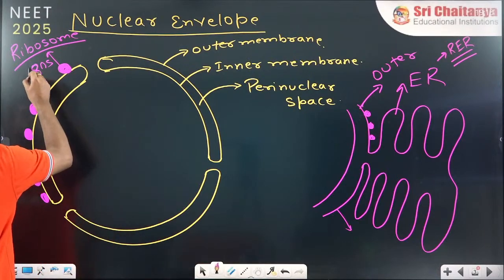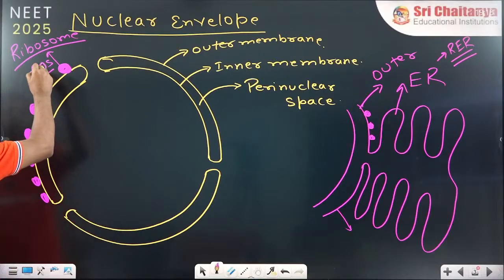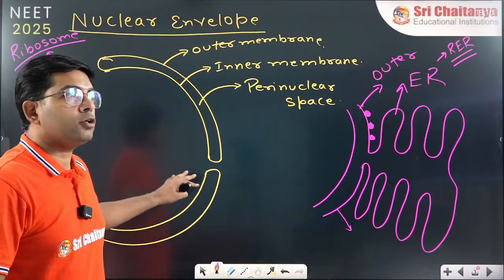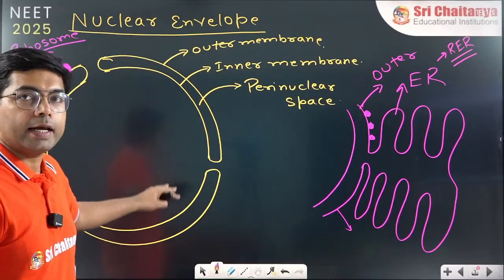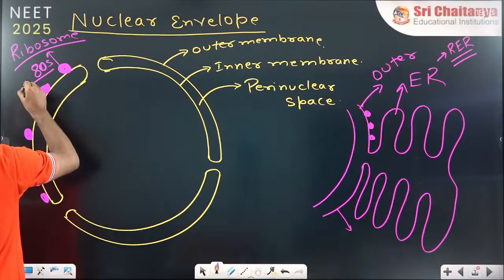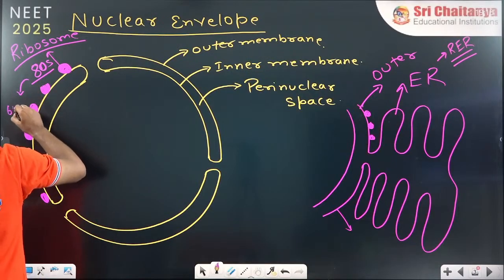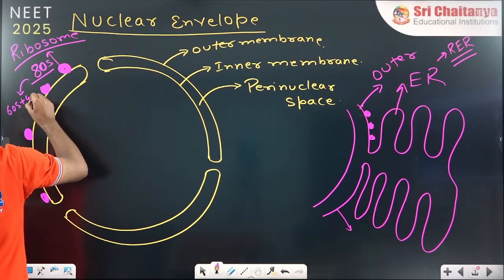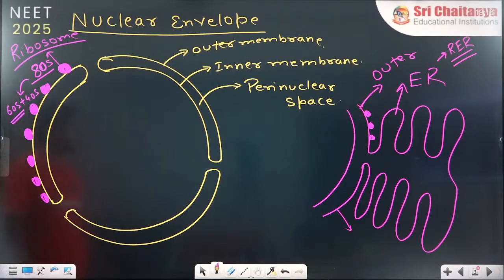Remember this. All of you note this down, that the ribosome present on the surface of the nucleus will be 80S ribosome. 80S means it will have two subunits, 60S plus 40S. Two subunits are present. So this part is clear.